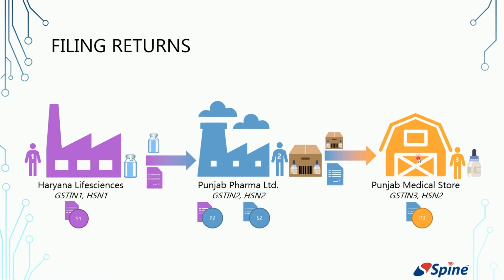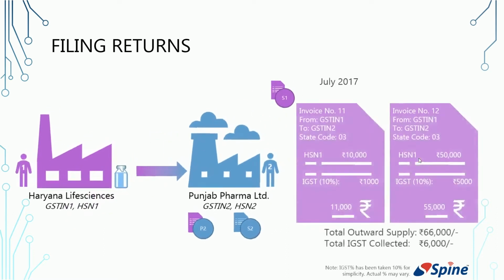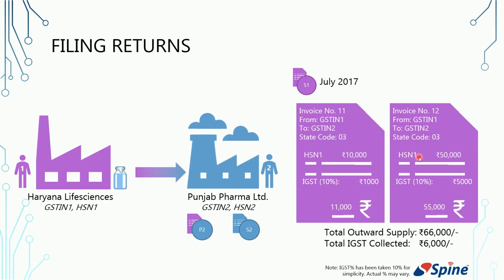Now, let us see what happens at the end of July 2017. Let us suppose that Haryana Life Sciences sends two invoices to Punjab Pharma, invoice number 11 and 12. Each invoice has a GSTIN, HSN, and the tax, that is IGST in this case, since it is an interstate supply. The total outward supply for Haryana is 66,000 rupees, and the IGST collected is 6,000 rupees.